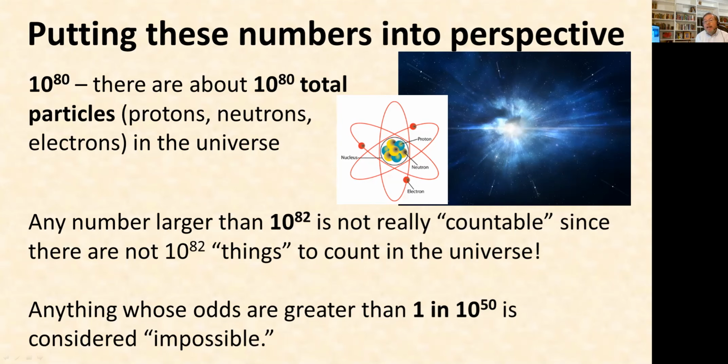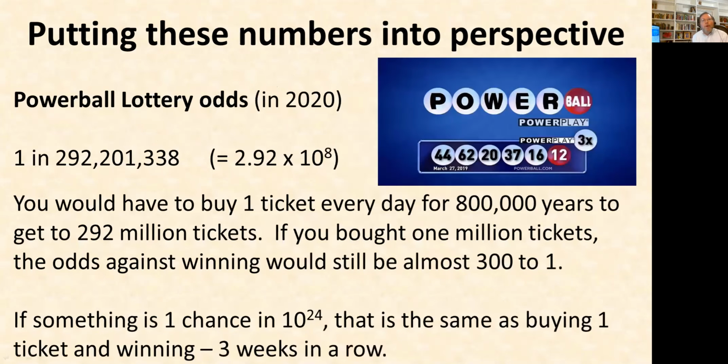And statisticians tell us that anything whose odds are greater than 1 chance in 10 to the 50th power is considered impossible. It will never happen. What about the Powerball? 1 chance in 292 million if you buy a single ticket. So if you bought a ticket every day for the last 800,000 years, you would have 292 million tickets. If you bought a million tickets tomorrow, your odds against winning would still be nearly 300 to 1.